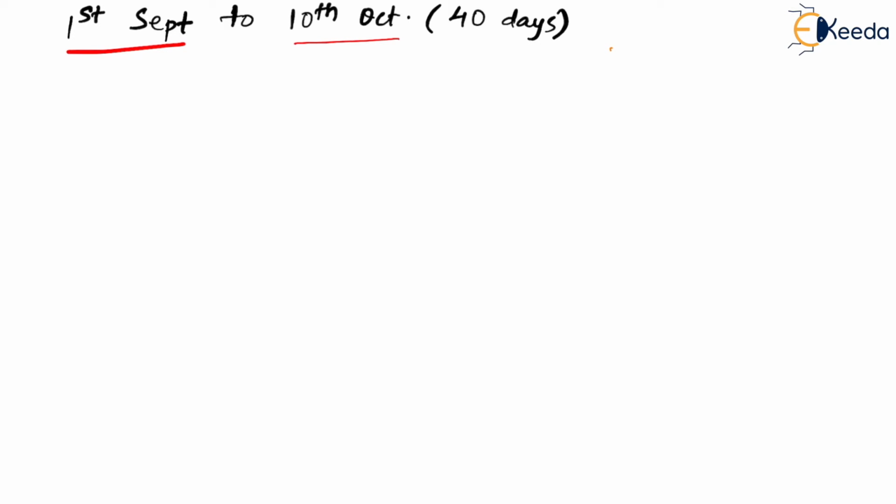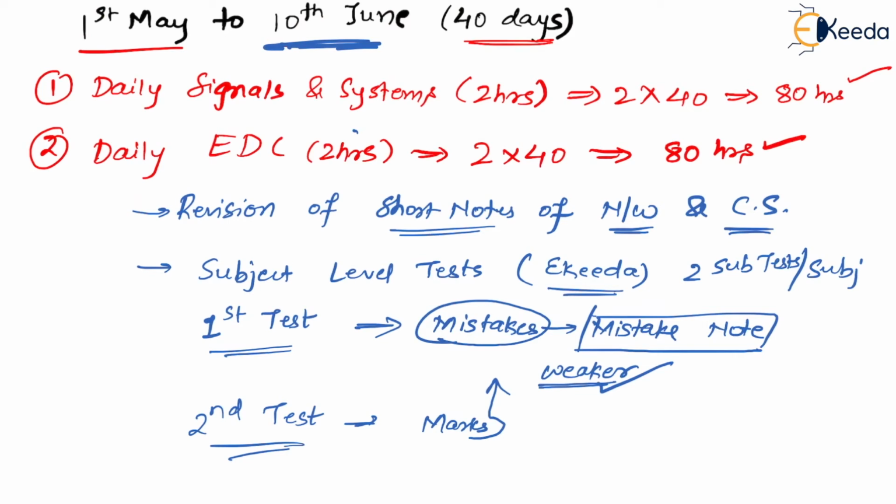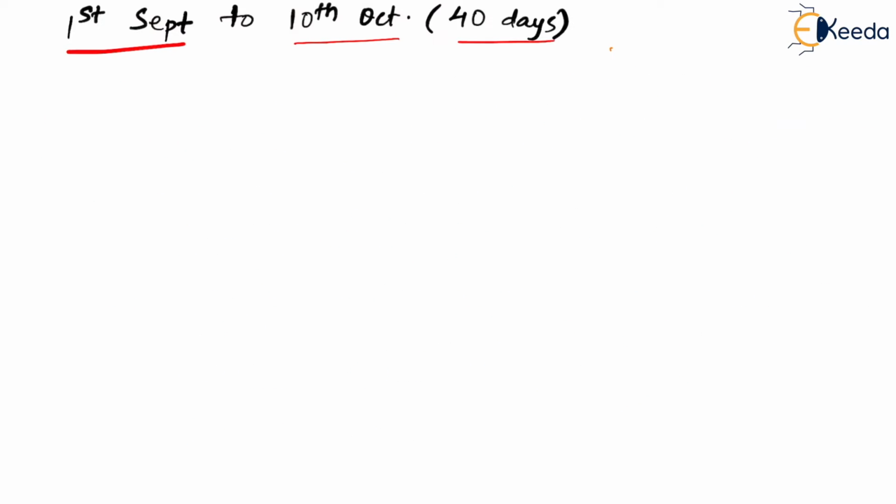From 1st September to 10th October, you are again going to have 40 days. In these 40 days, what are you supposed to do? See, signals and systems is already completed here, right? So now we are all set to do communications. The first thing you have to study is, daily you have to study communications.